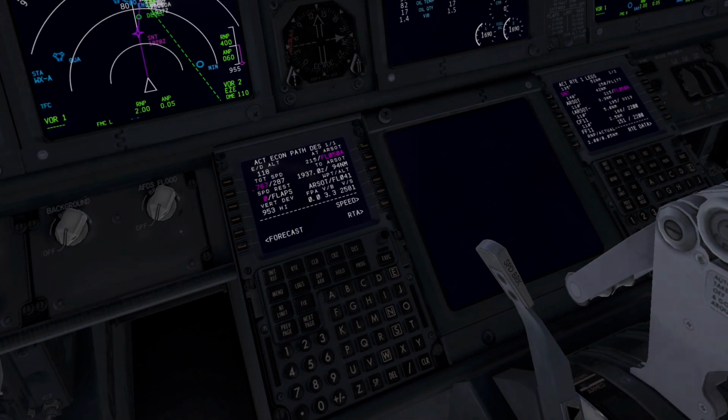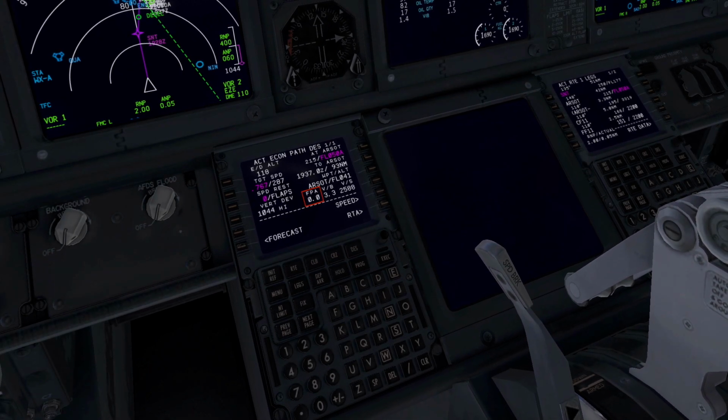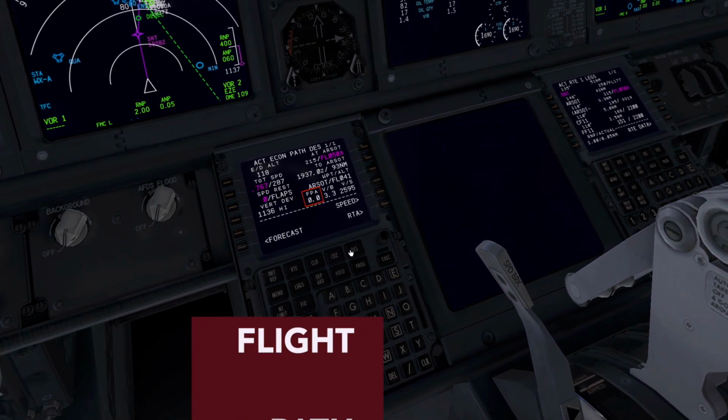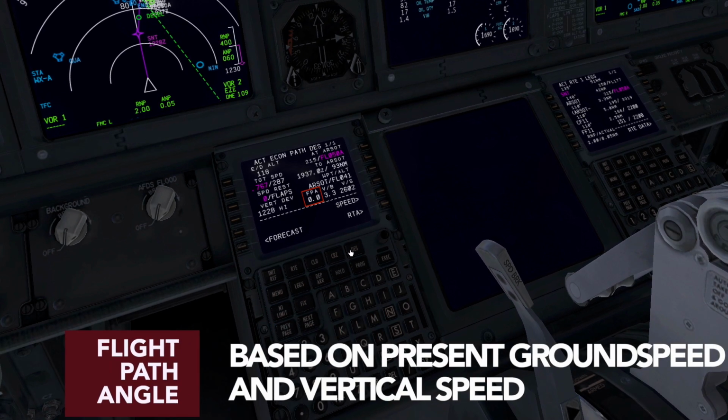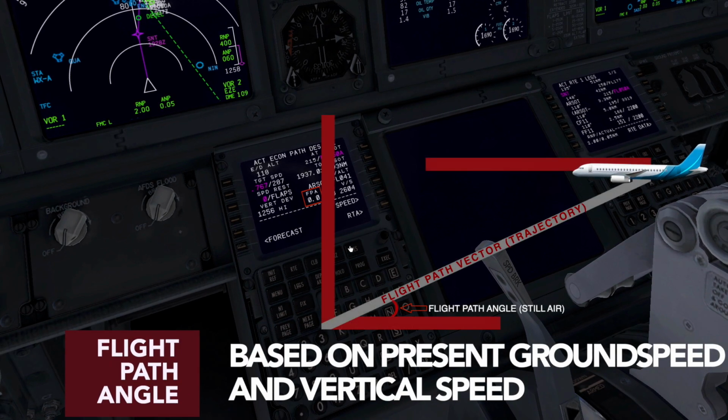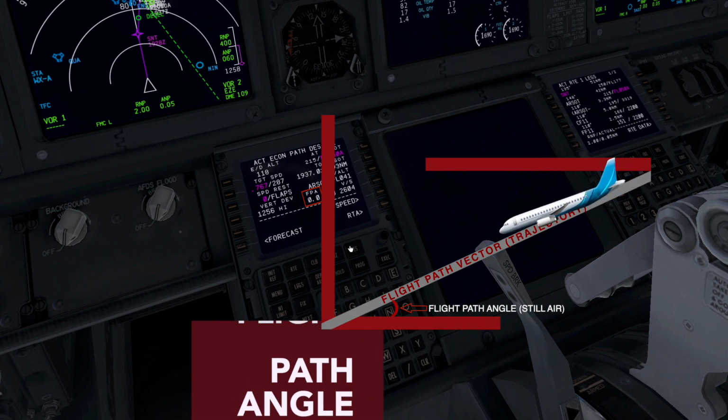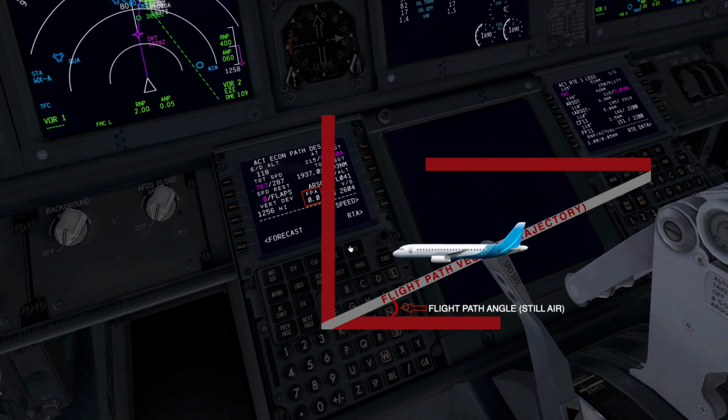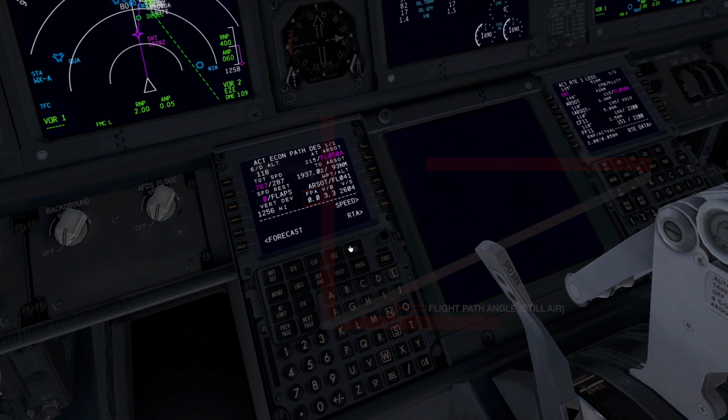To the right we have FPA, which means flight path angle. This, in simple words, means the trajectory that the airplane is flying. We are not talking about the pitch attitude of the aircraft, but we're talking about where the aircraft is going, not where it's pointing. So the FMC will calculate this flight path angle by itself. However, if we're flying an aircraft that does not have an FMC, we would need to calculate it by ourselves.